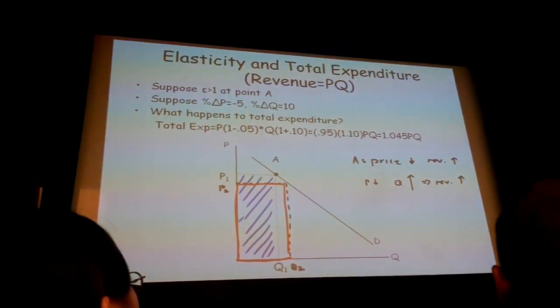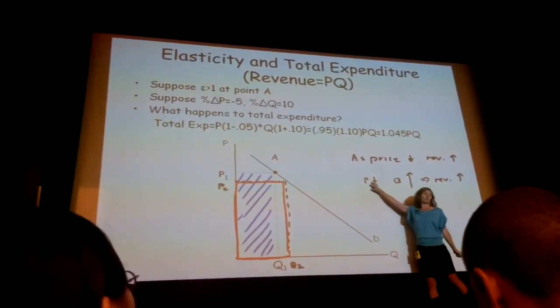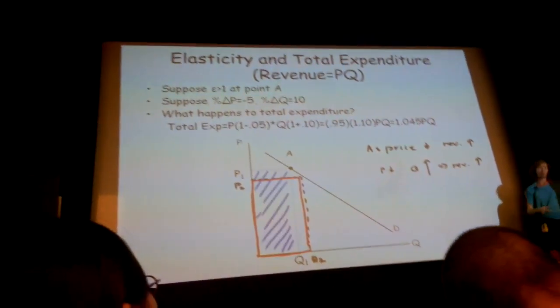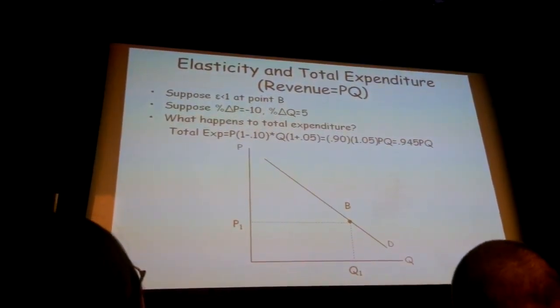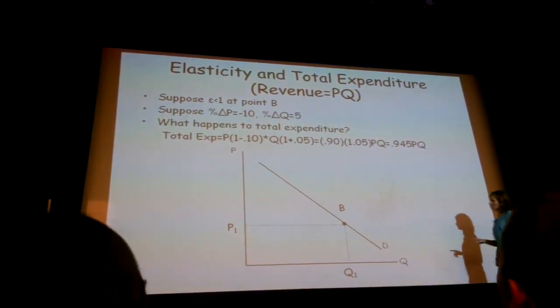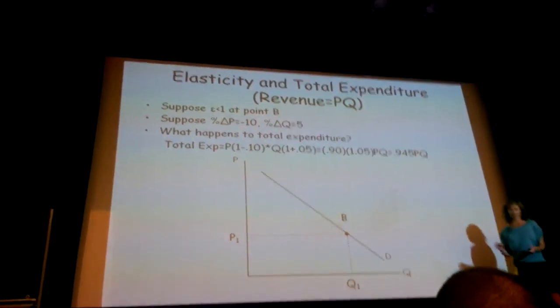Okay, so that's what's going to happen when the demand is elastic. Again, when the percentage change in quantity demanded is greater than the percentage change in price. Now let's look at the case when the elasticity of demand is less than 1. In other words, when demand is inelastic. So suppose that we're down here at a point like point B, on the inelastic portion of the demand curve.